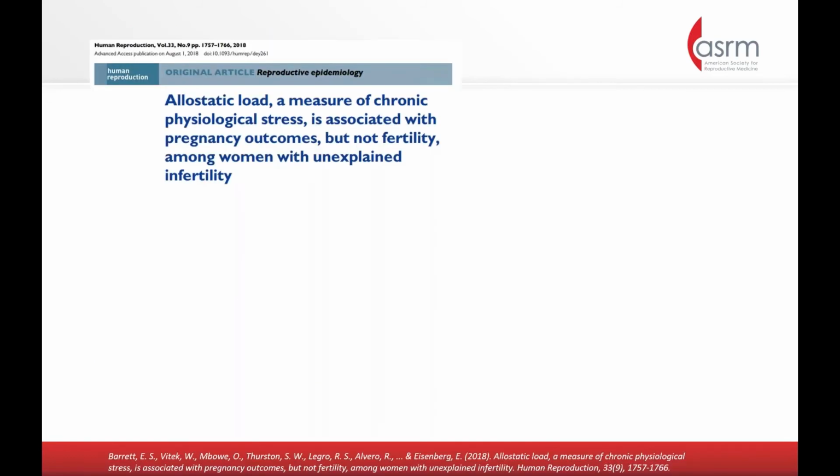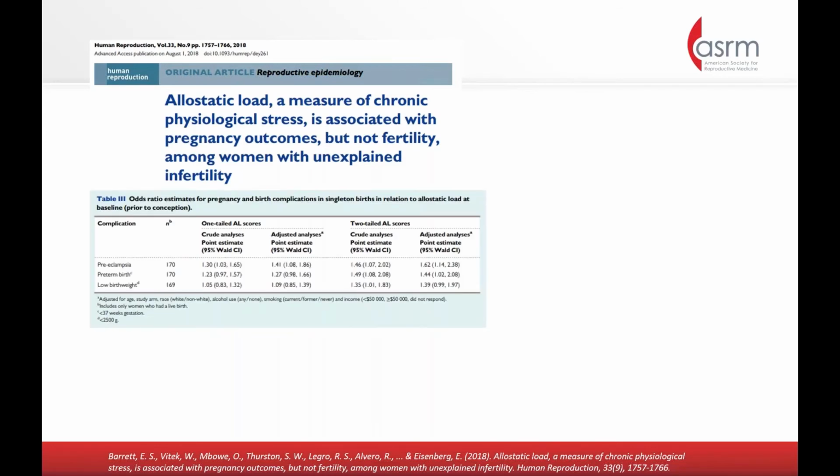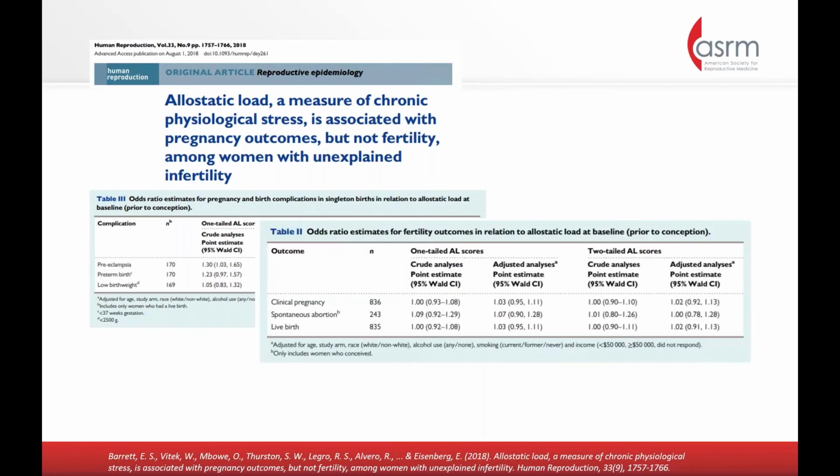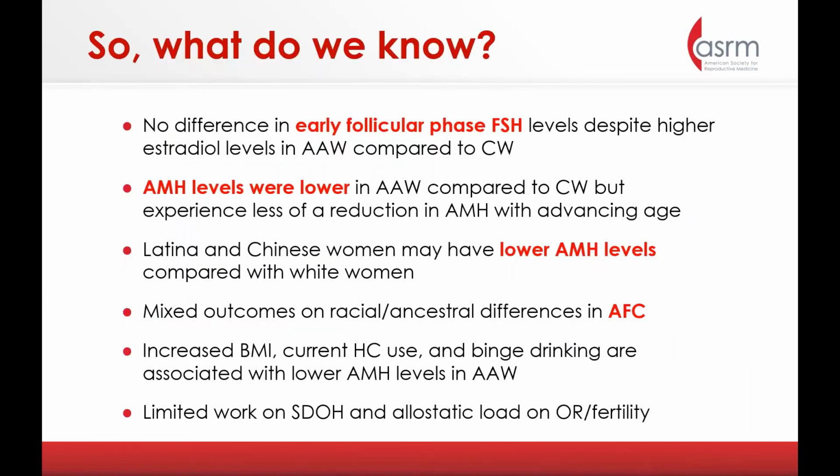There haven't been any studies that looked at allostatic load specifically on the markers of ovarian reserve, but there is one study that looked at load on differences in obstetrical outcomes as well as fertility outcomes. Allostatic load impact on obstetrical outcomes is well established and is shown here in this table. When they looked at fertility outcomes, and this is one of the first, if not the first paper that's looked at fertility outcomes related to allostatic load, no differences were found. However, that paper did not look specifically at ovarian reserve markers.